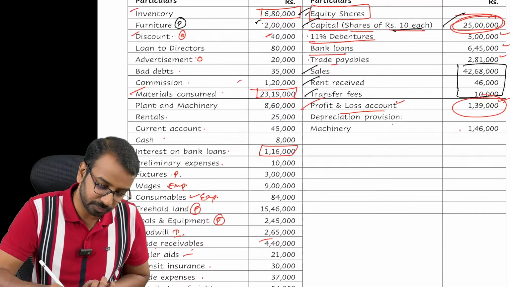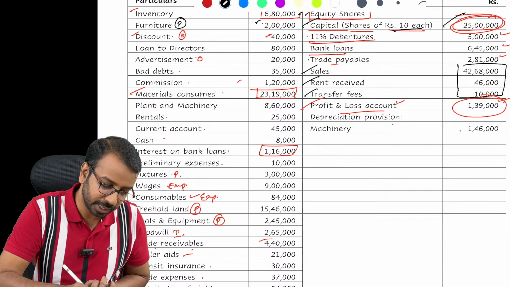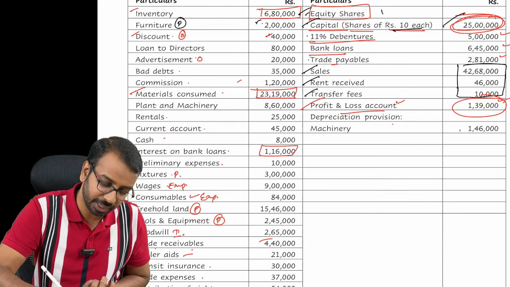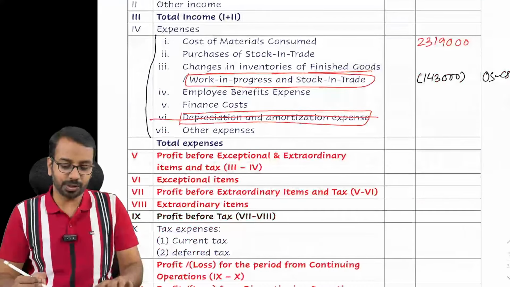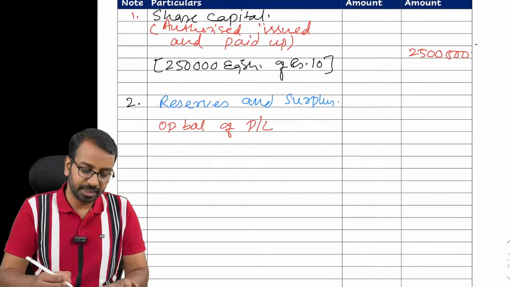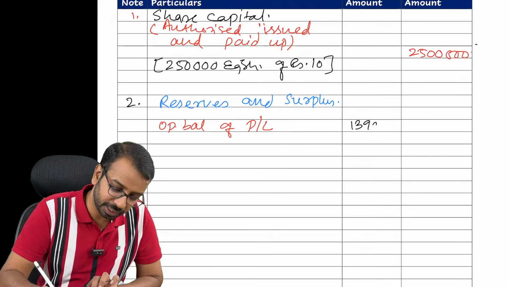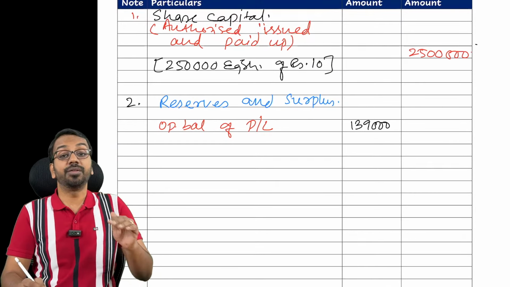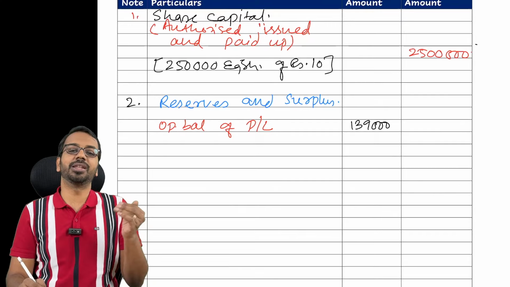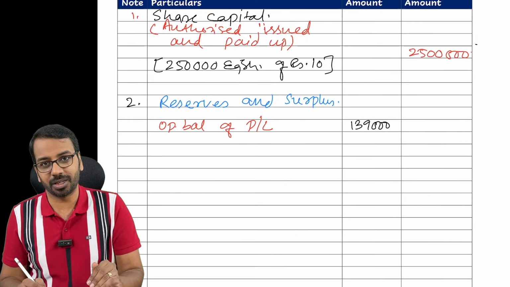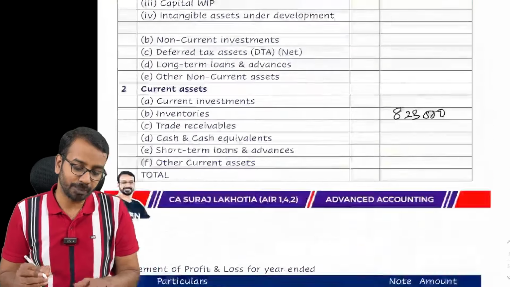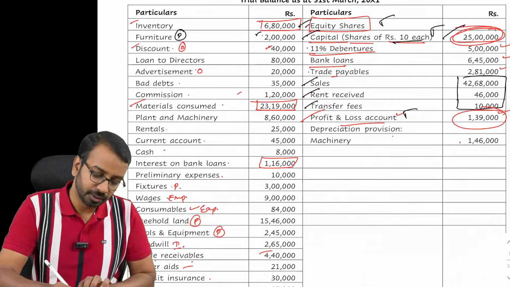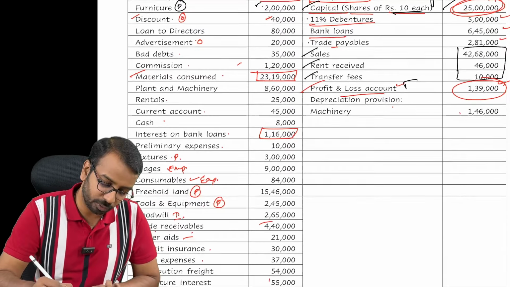I think we'll get confused here, so I'll put an auditor-type tick. Equity shares I have considered. This also I have considered. Profit and loss account I have considered, 1,39,000. So in the opening balance, we'll have 1,39,000. To this, we will add profit for the year, or if there is a loss, we will reduce the loss for the year. Do we know? We don't know currently, so leave some space. Okay. Then we are done with P&L account also.